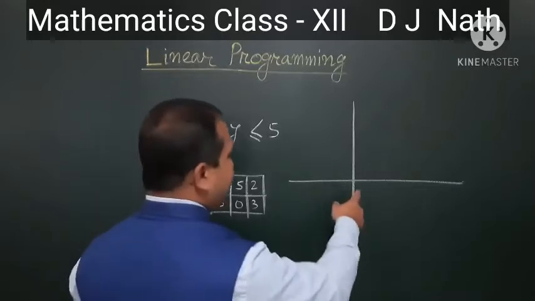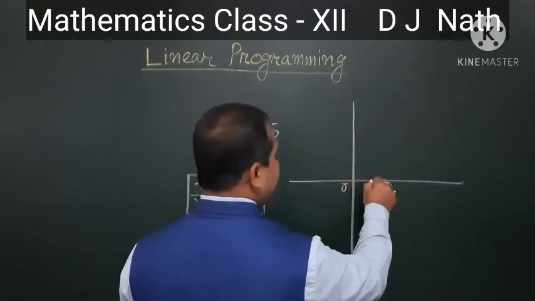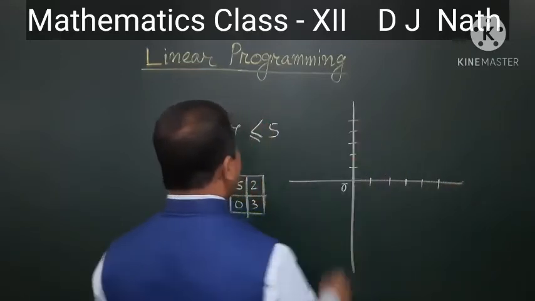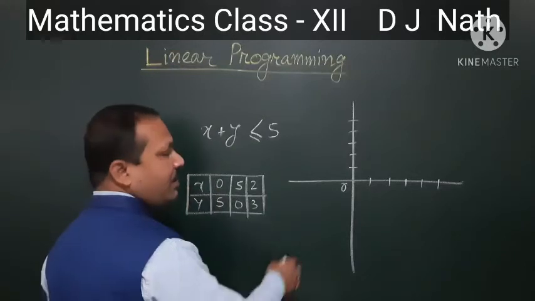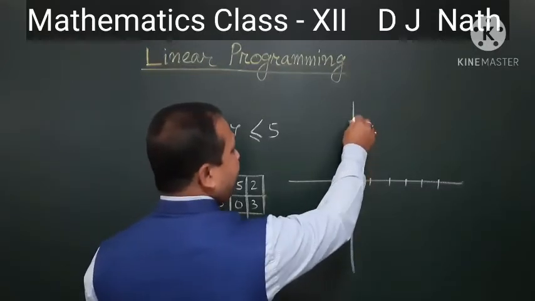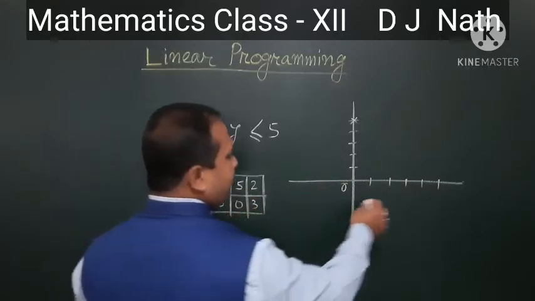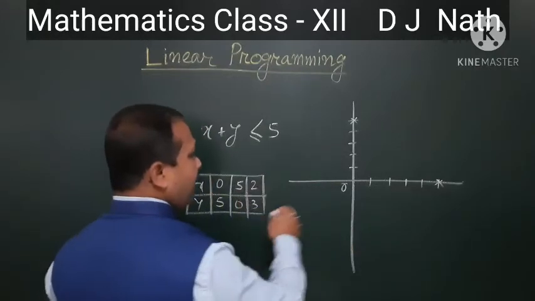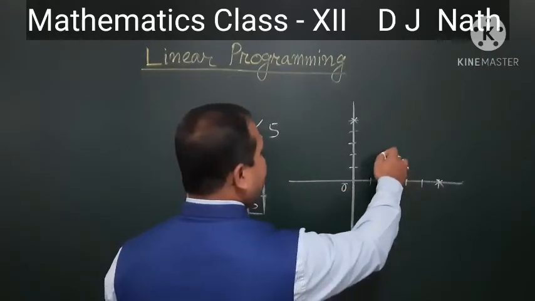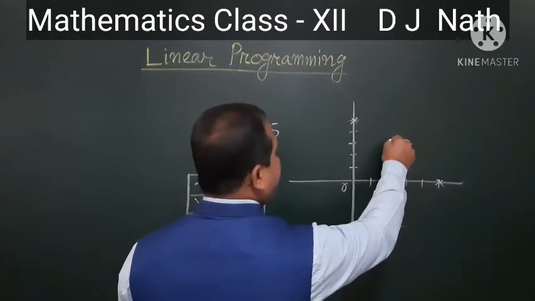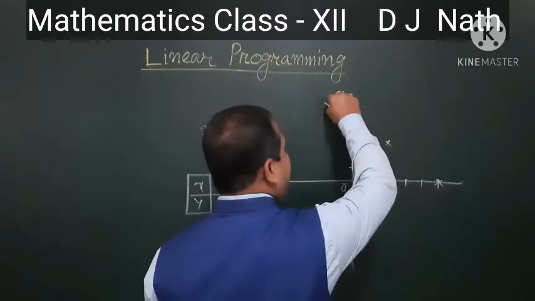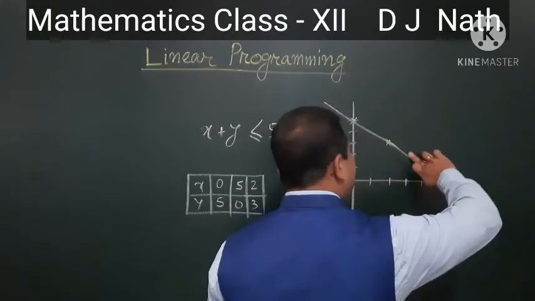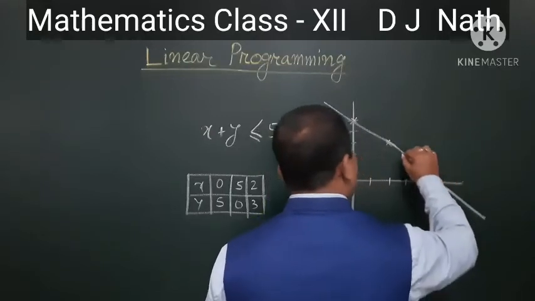So how do we plot this? It is (0, 5): 1, 2, 3, 4, 5, this point. Then (5, 0): 1, 2, 3, 4, 5, this is (5, 0). Then (2, 3): 1, 2 and 3, so this point. So what we see is that this is a linear graph, a straight line.